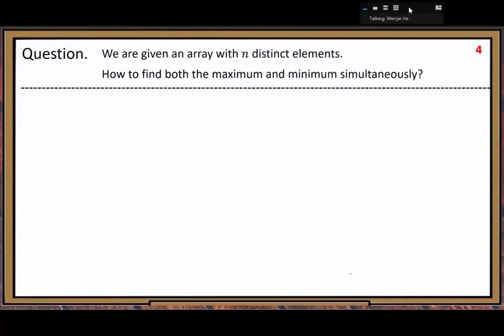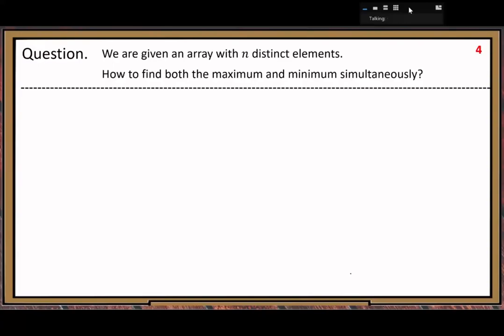Given an array with n distinct elements. So here we put this distinct word. We try to make the discussion easier. Otherwise, you always need to consider the equality situation, right? Here, we don't want to consider the equal case. So we put this distinct word there. Question: how to find both the maximum and the minimum simultaneously?